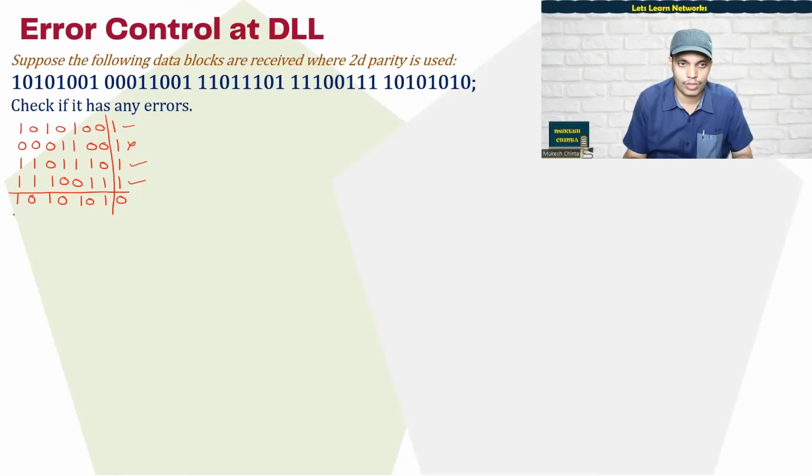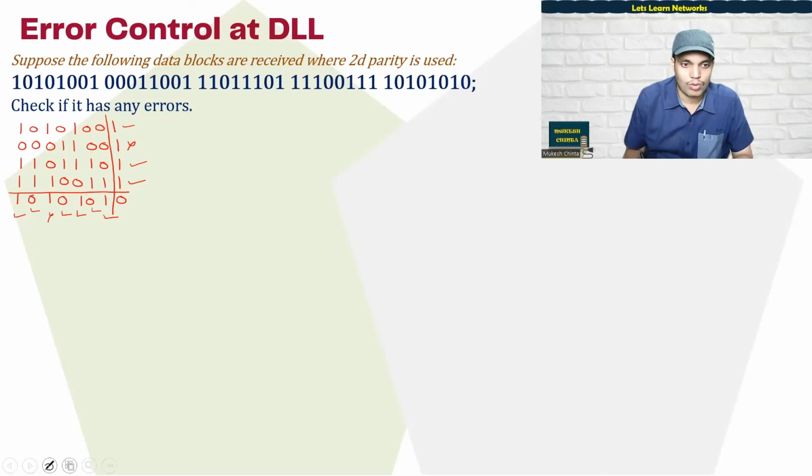1 2 3 4. This is okay. 1 2. This is okay. 1 2 3. This is a mistake. 1 2. This is okay. 1, 2, 3, 4. This is also okay. 1, 2. This is okay. 1, 1. This is okay.